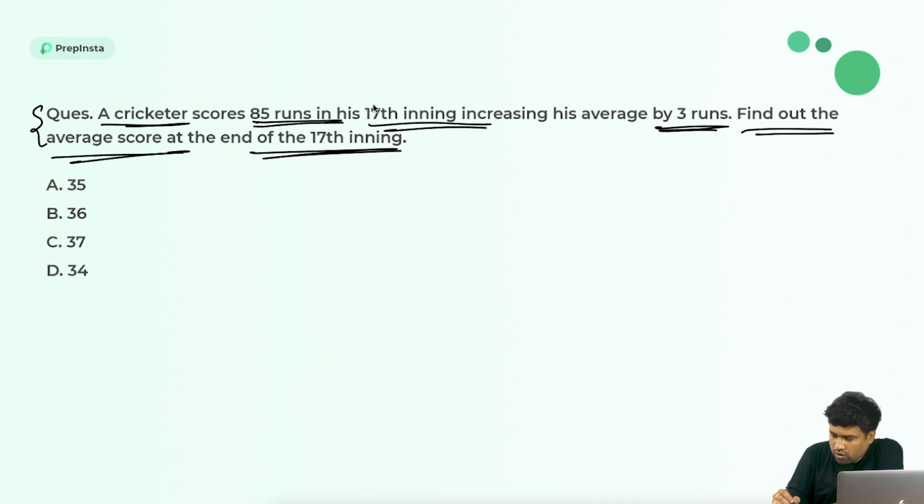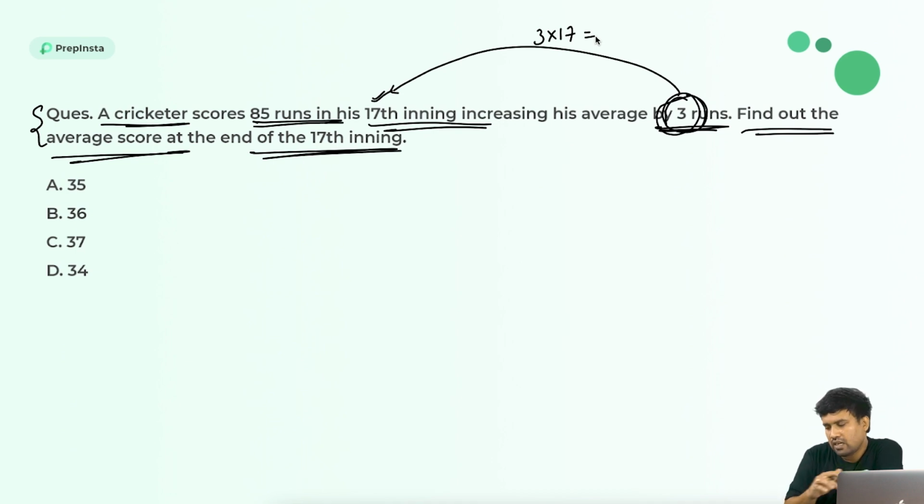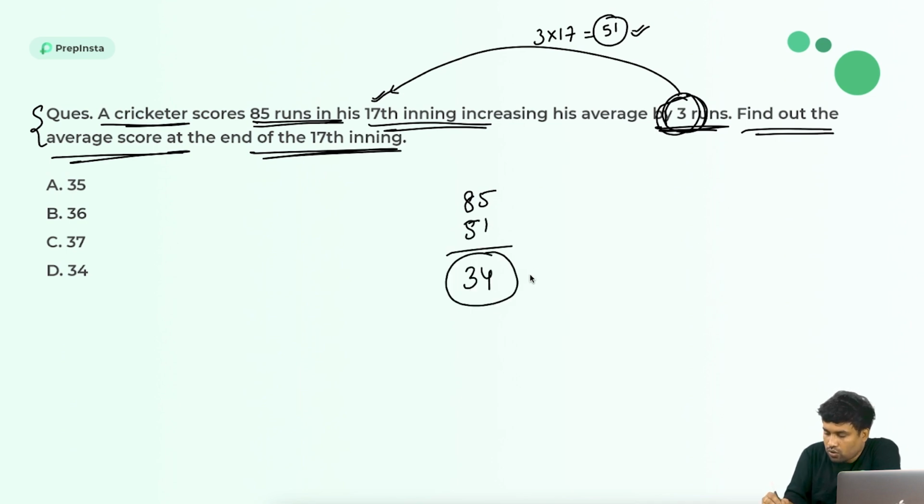See, because of the 17th innings, the average is increased by 3 runs, right? So what is the total runs added by the 17th innings, which is nothing but 3 into 17. The answer is how much? Simply do these steps and you will get the answer easily. 3 into 17, the answer is 30 plus 21, 51. So 51 runs is added to the total. So 85 minus 51, how much? Which is nothing but 34. So this 34 is nothing but the old average.